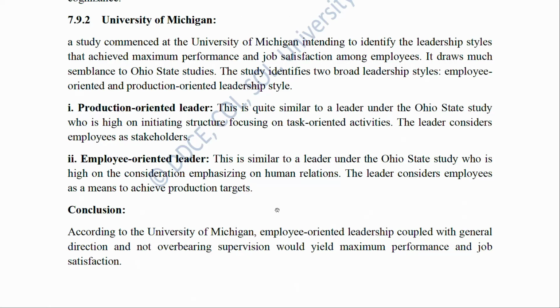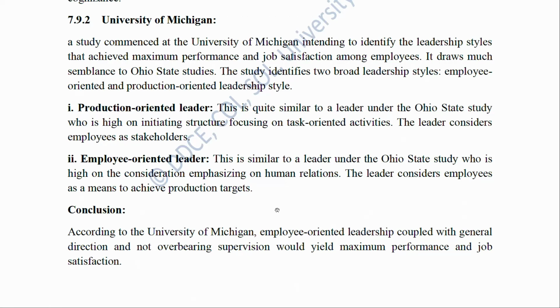First, production-oriented leader. This is quite similar to a leader under the Ohio State study who is high on initiating structure, focusing on task-oriented activities. The leader considers employees as stakeholders. Second, employee-oriented leader. This is similar to a leader under the Ohio State study who is high on consideration, emphasizing human relations. The leader considers employees as a means to achieve production targets.